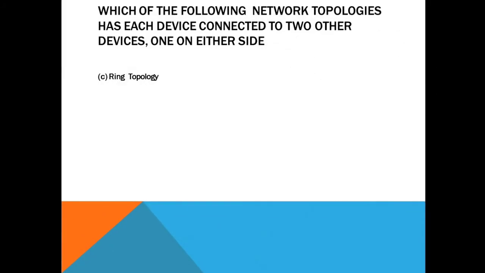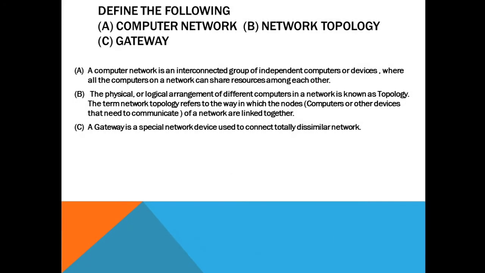The next question is: which of the following network topologies has each device connected to two other devices, one on either side? Ring topology is the right answer. My dear students, kindly memorize all the answers so that you can easily write them in your examination. Next, here are the descriptive questions.